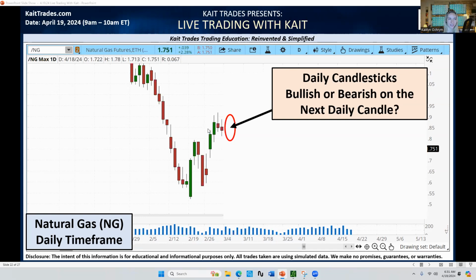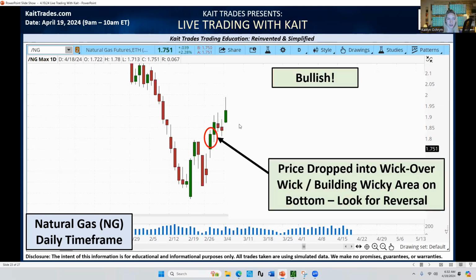You already got the last one right, so that one's worked out. Now you've got to start incorporating some other things. This one, big gap up. Now, why it's green is because notice how price came down, it dropped into this wick over wick area. So that's showing where the buyers are in control.